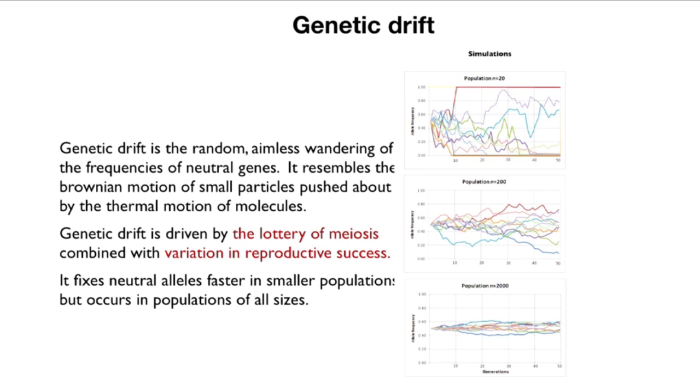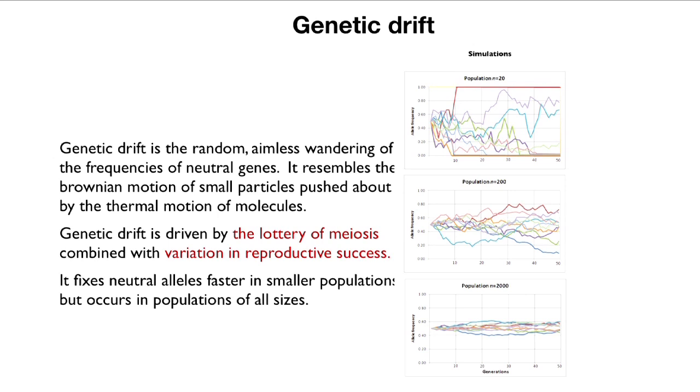So here are some computer simulations of the process. You see 3 panels. The top one is a population of 20. The middle one is a population of 200. The bottom is a population of 2,000. The x-axis is time. The y-axis is allele frequency. In all cases, the simulations were started with 2 alleles at 50% frequency, right in the middle here, and then it was allowed to run as described with meiosis occurring and then random variation in reproductive success.